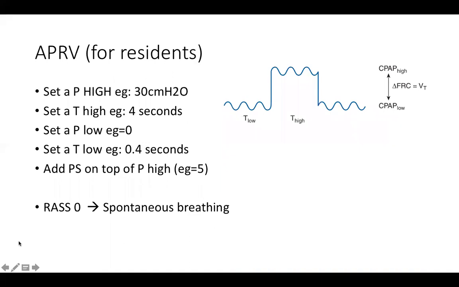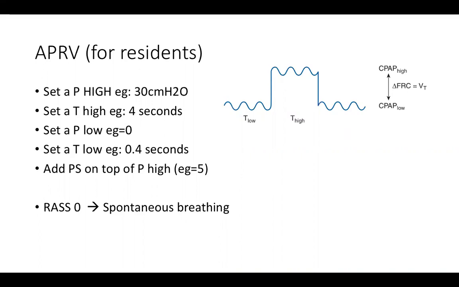So I did a couple of slides because the residents are working with us a lot, to try to help them with these patients who are going to be on APRV. They're going to have to set 5 settings on the machine. So a high pressure that is usually around 30, so 25 to 30. And then a T high, the time that you spend at the high pressure, which is going to be pretty long, so 4 to 5 seconds.